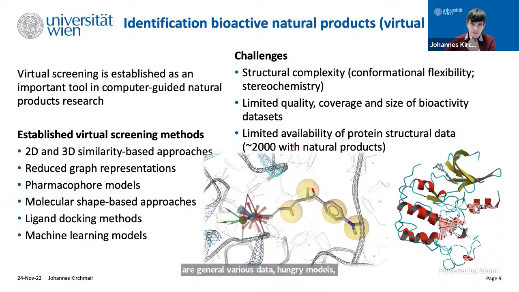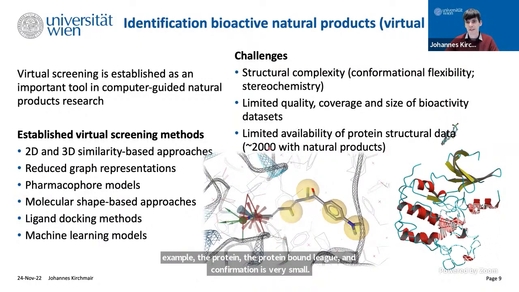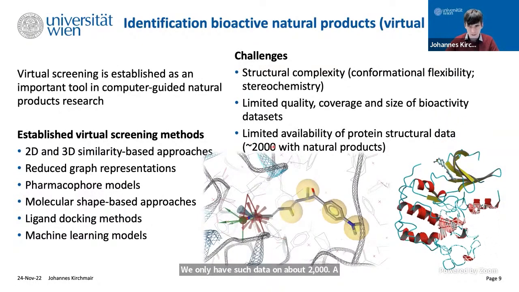And just to give you an idea, the number of natural products for which we know, for example, the protein-bound ligand conformation is very small. We only have such data on about 2,000 unique natural products. So overall, we are always limited by data. But that said, nowadays there are large data sets out there, even in the public domain, that can be downloaded in bulk and used for virtual screening.